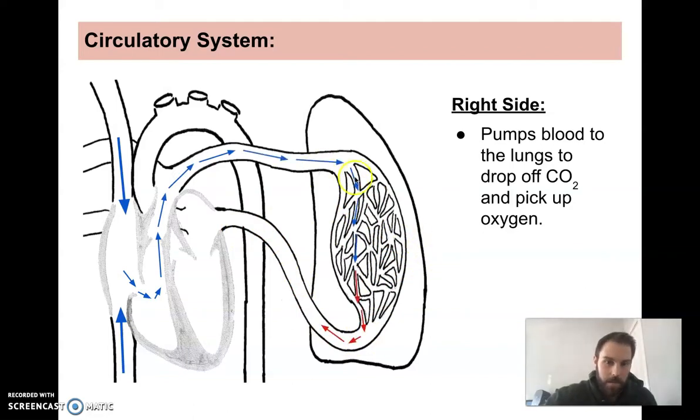So notice the path of the blood. It's blue, and then it turns to red. So in here, in the capillaries of the lungs, that blood picked up oxygen. So now I have oxygenated blood. The right side of the heart's job is to pump blood to the lungs to pick up oxygen, and then it returns back to the heart.